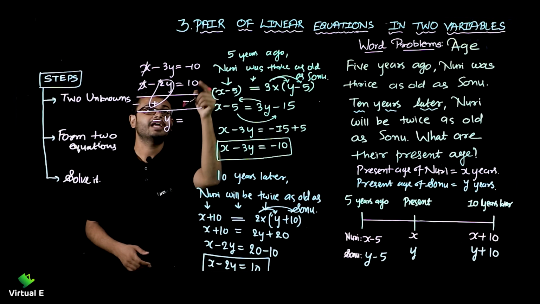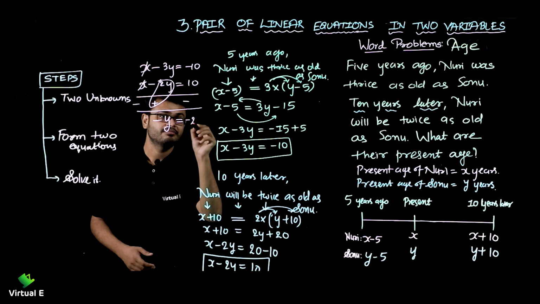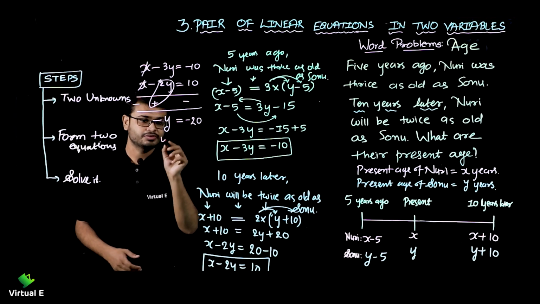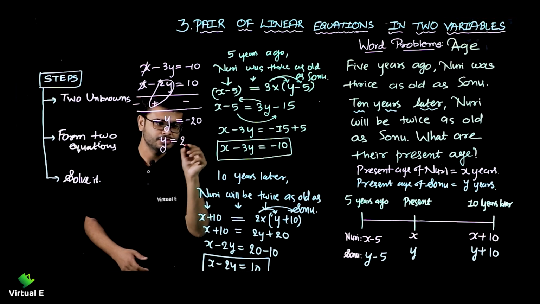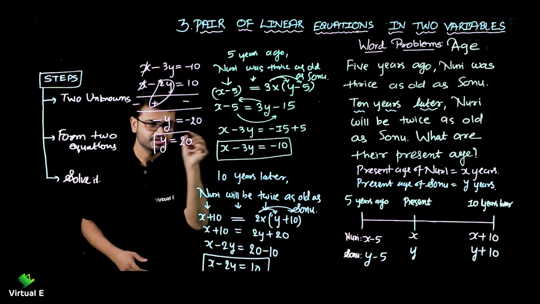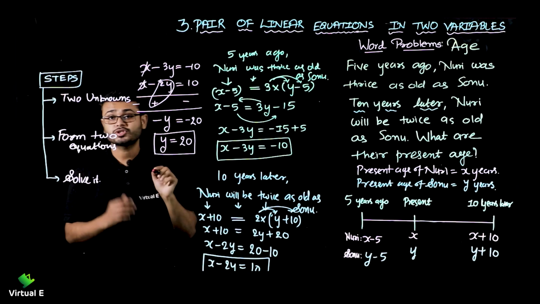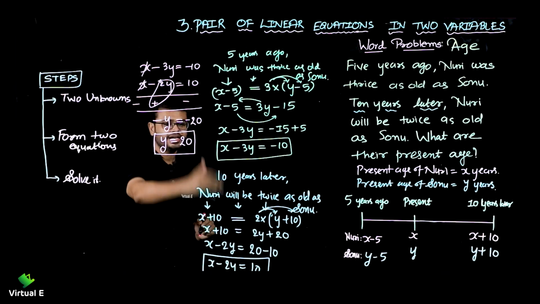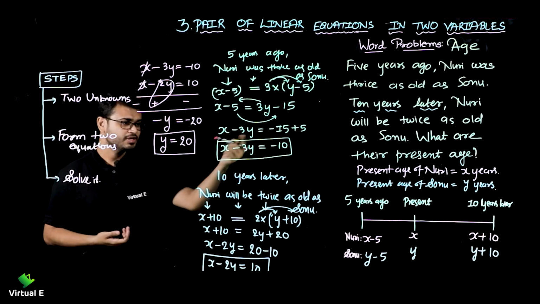Here minus 10 and minus 10, that is minus 20. So two negatives will be positive. So y is equal to 20. That is my one solution. I cannot stop here. I need to get the value of x as well. So you can take any of the equations. Let me take this one.